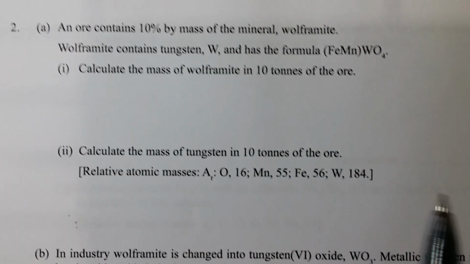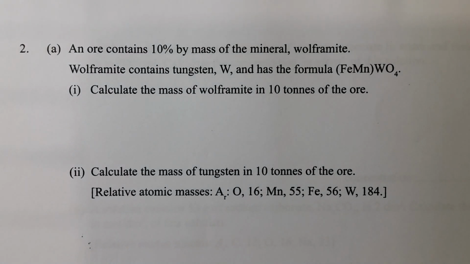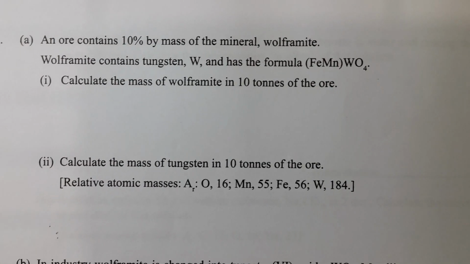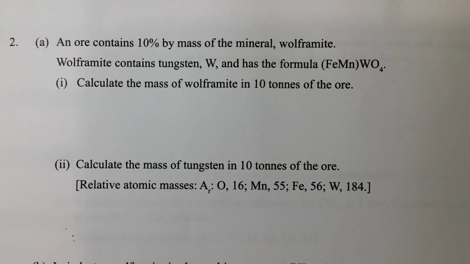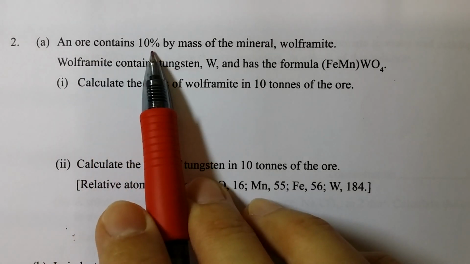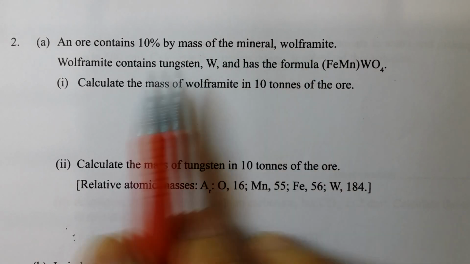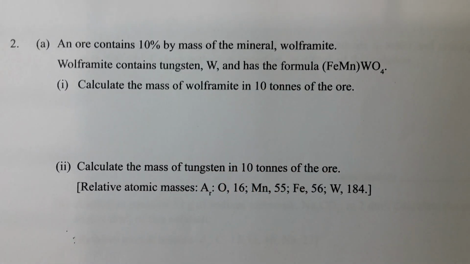An ore basically is a compound. For example, iron 3 oxide. I mean, an ore, it's a compound, iron 3 oxide. That is an iron ore. So ore contains 10% by mass of a mineral called wolframite. Wolframite contains tungsten W and has the formula.